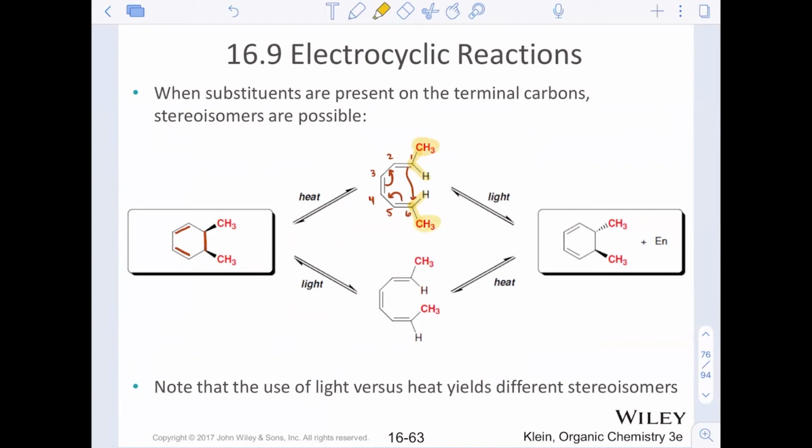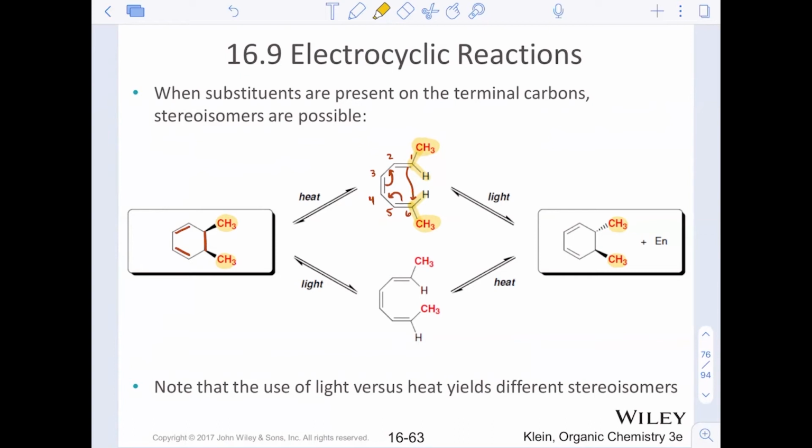When heat is used, those methyls become on the same side. When light is used and we excite the electron in one of the HOMO to the LUMO, right, and create a new excited state HOMO, the methyls become opposite of each other. Okay, we'll talk about why this occurs in just a little bit, but it has to do with symmetry.